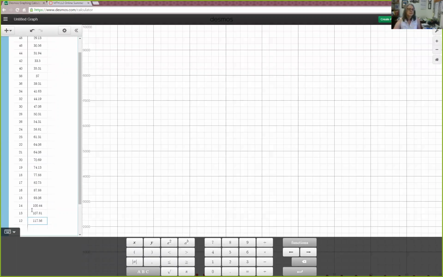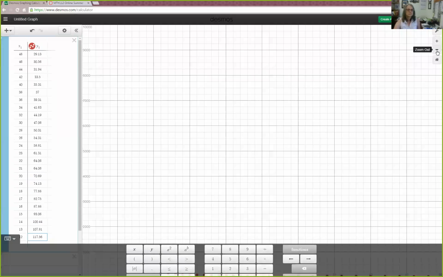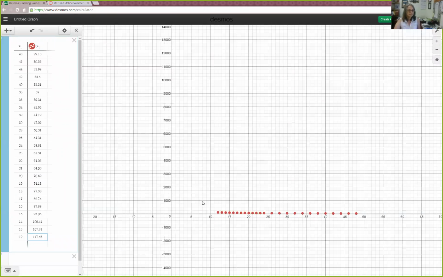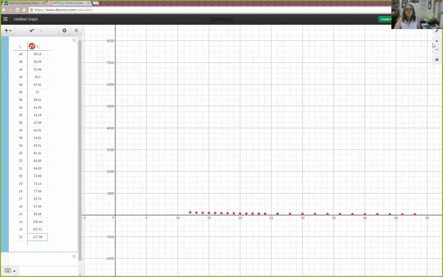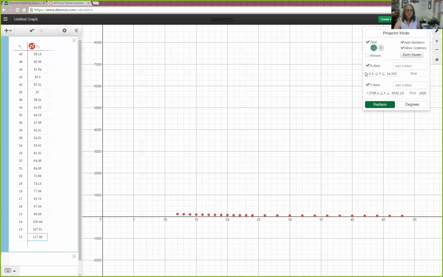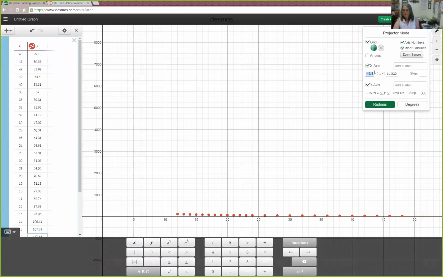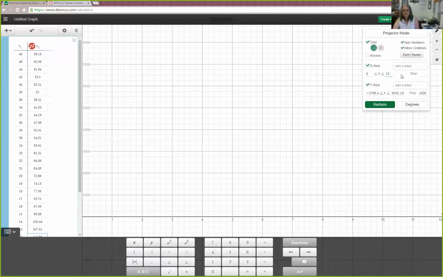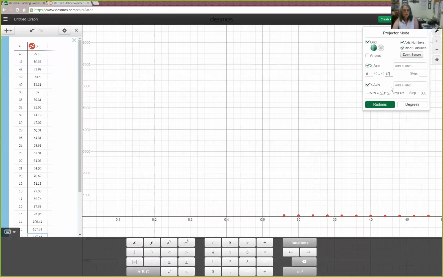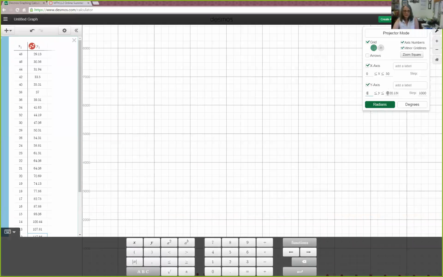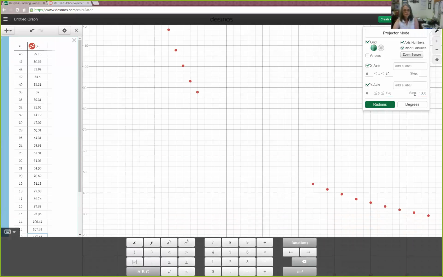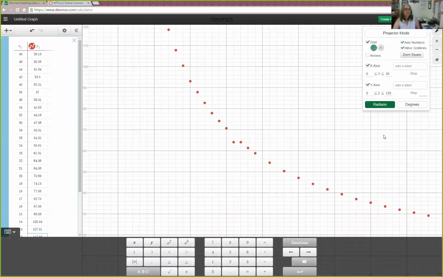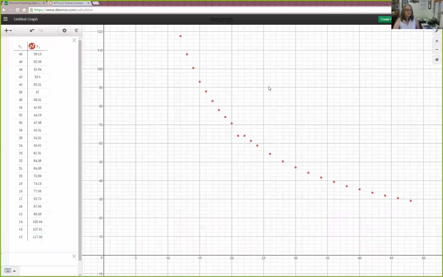Okay, let's reset our graph settings so we can actually see. We'll take our x-axis from 0 to 50, and our y-axis from 0 to 120. Okay. That looks like it might work. Let's try a power fit.